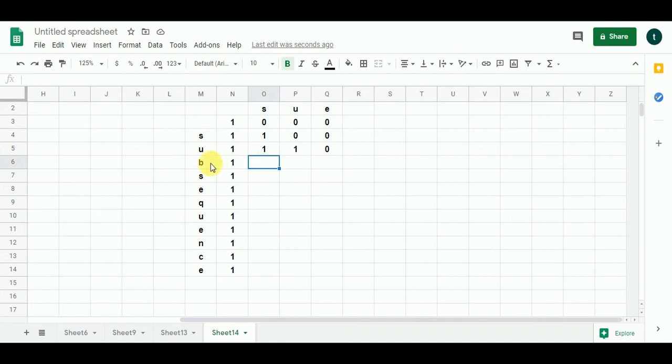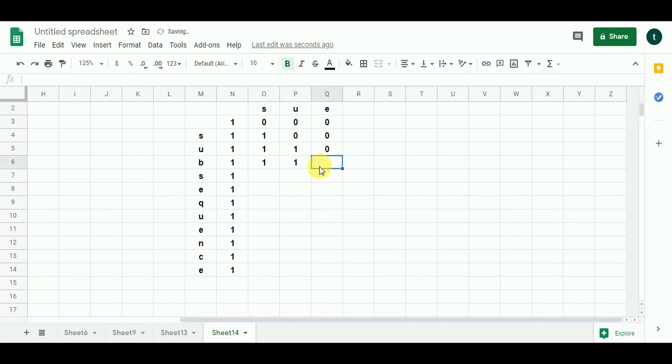Coming over here, does B match with S? No, so I'm going to get 1. Expand this subproblem in your mind. Does S appear in SUB as a subsequence? Yes, it appears. How many times? 1. So we have 1. Alright. So B doesn't match with U. So again I'm going to get 1.